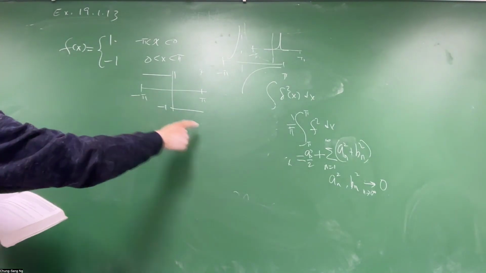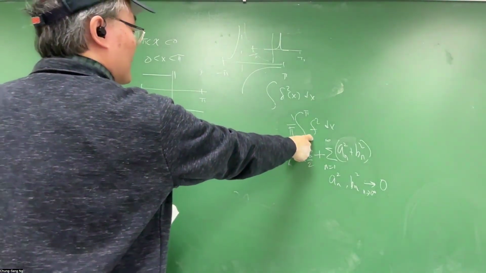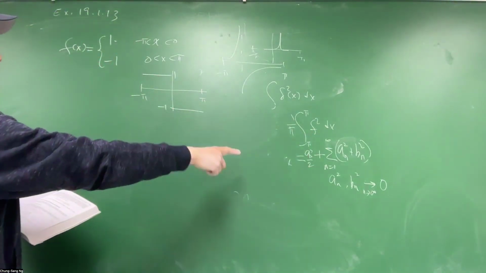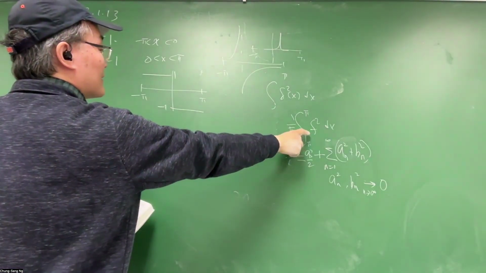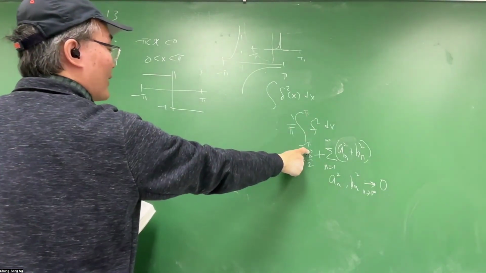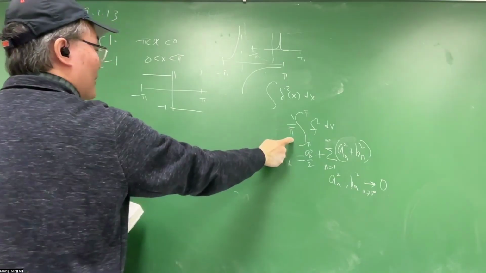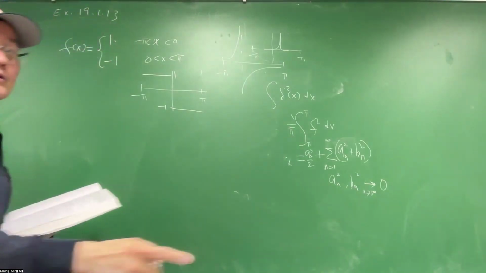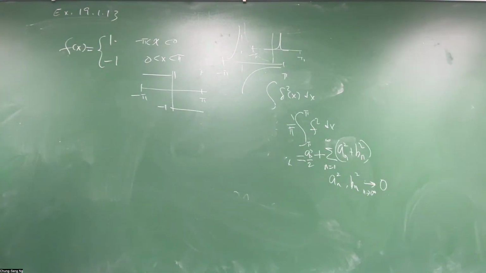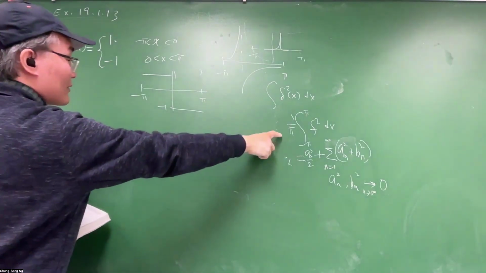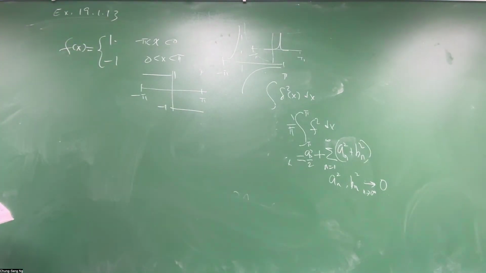And the left-hand side is quite trivial. F squared is always 1, right? And then the integral will give you 2 pi, and divided by pi, the left-hand side will be 2, right? We apply this, and the left-hand side is 2.